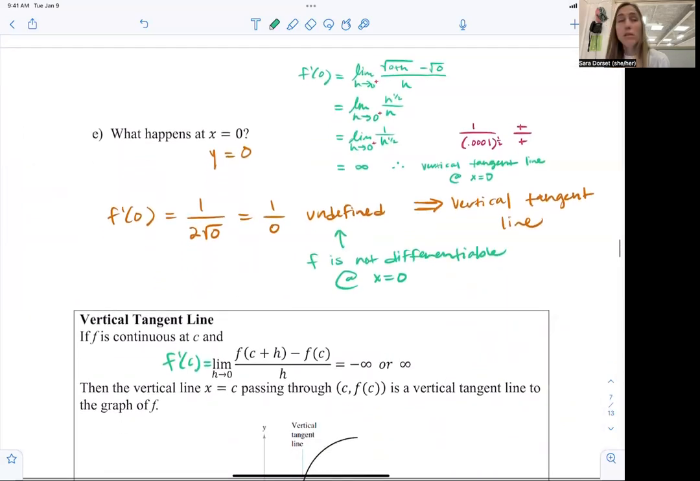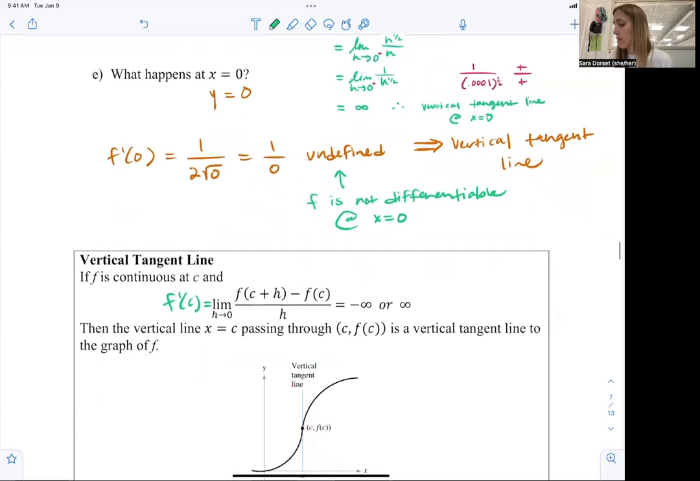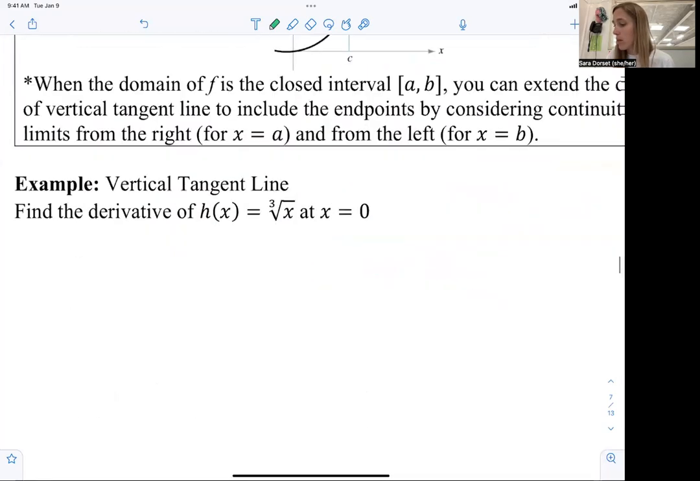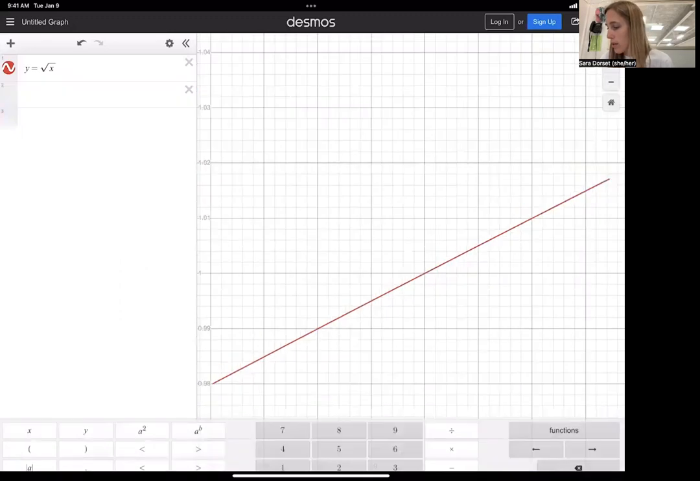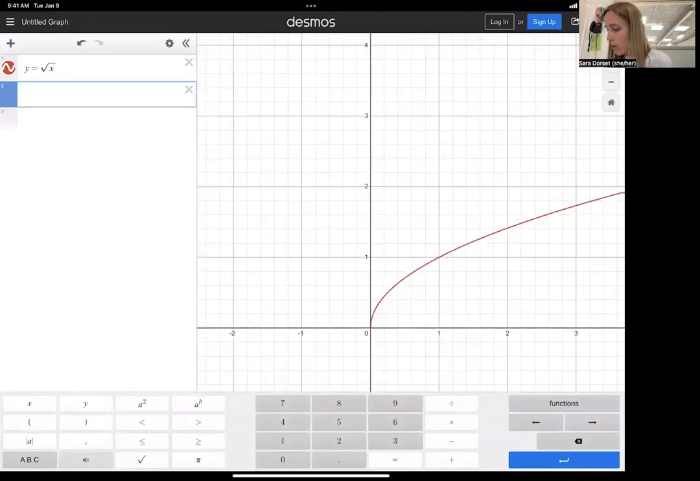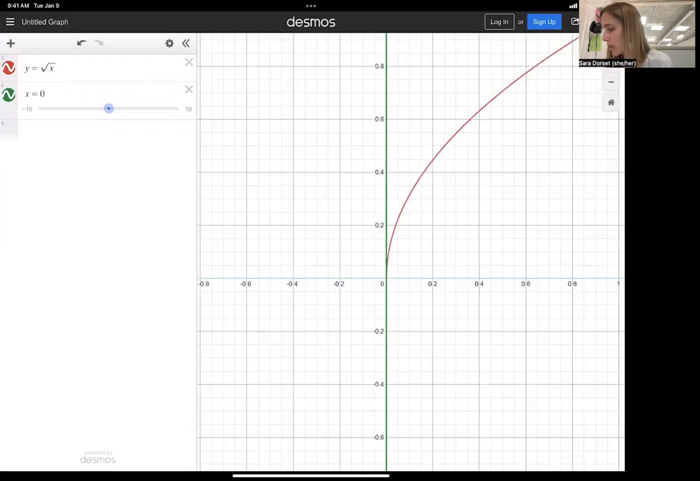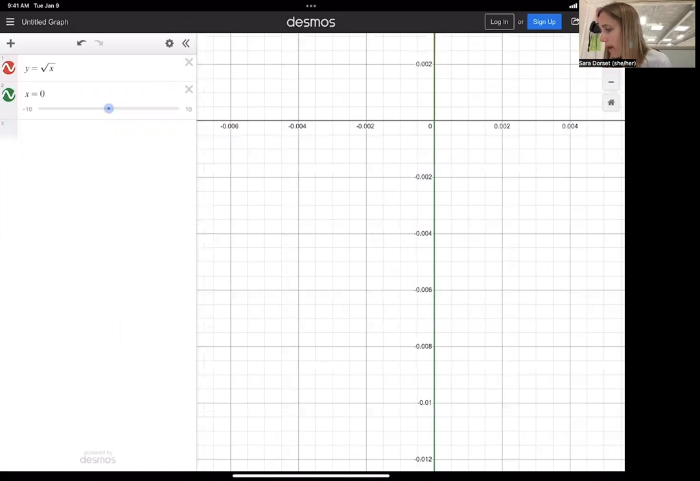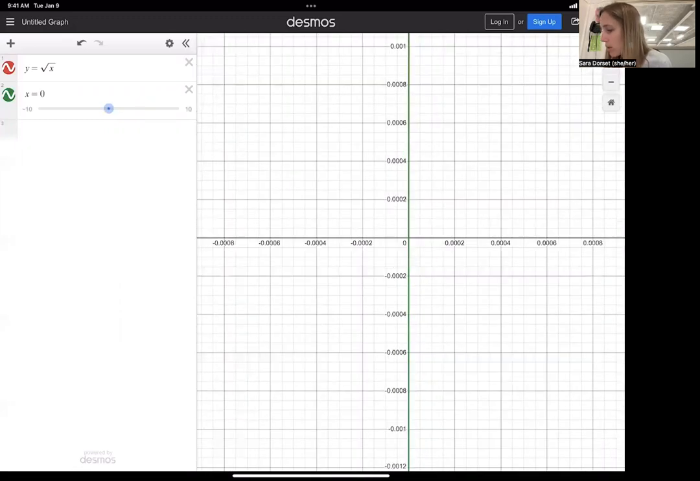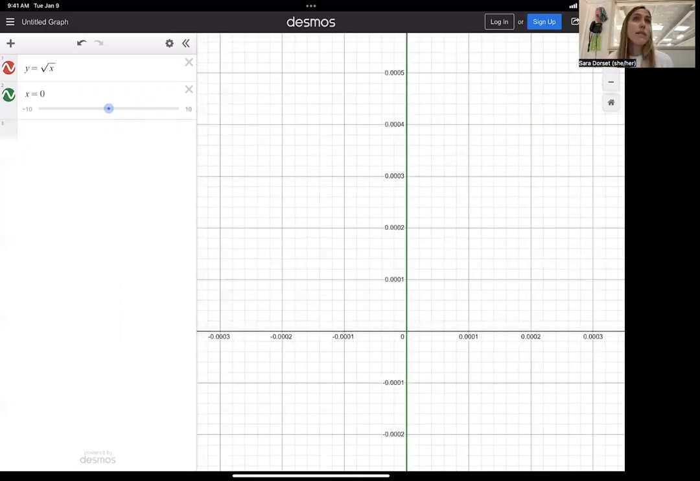Questions, you guys? Oh, so let's take a peek here. Let's get rid of that and zoom out. Well, x equals 0. If we zoom in, you can see that the graph at (0, 0) looks like it is a vertical line.